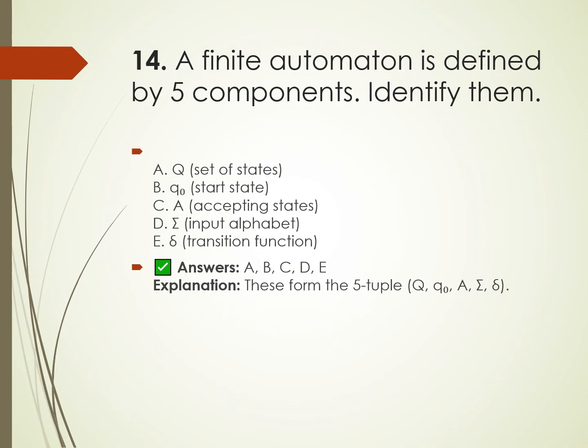A finite automaton is defined by 5 components. Identify them. A. Set of states. B. Start state. C. Accepting states. D. Input alphabet. E. Transition function.